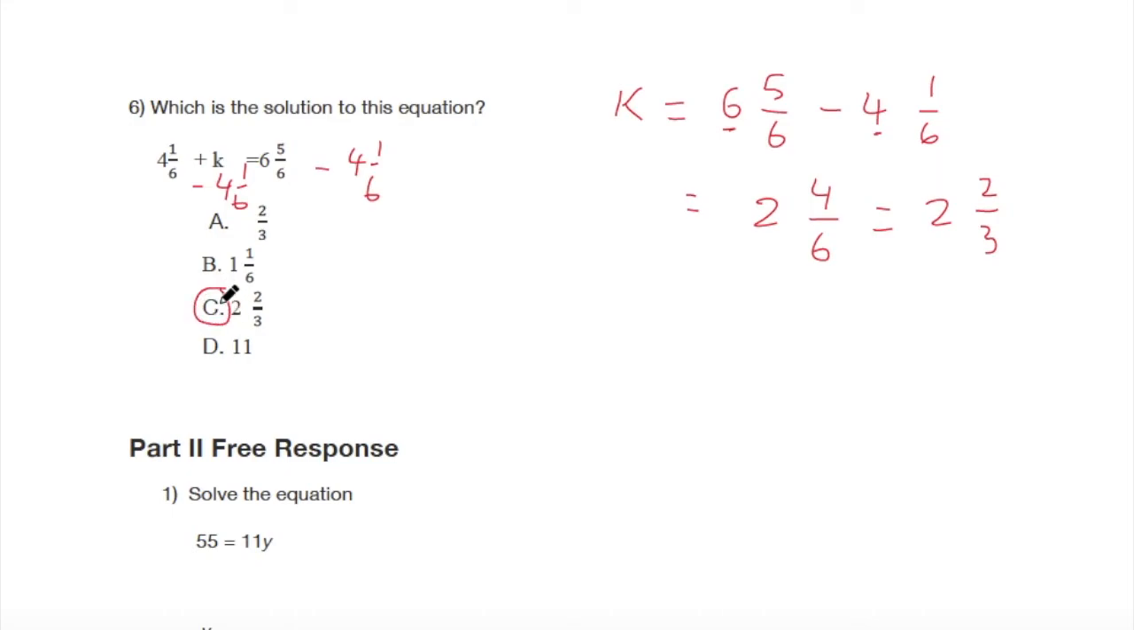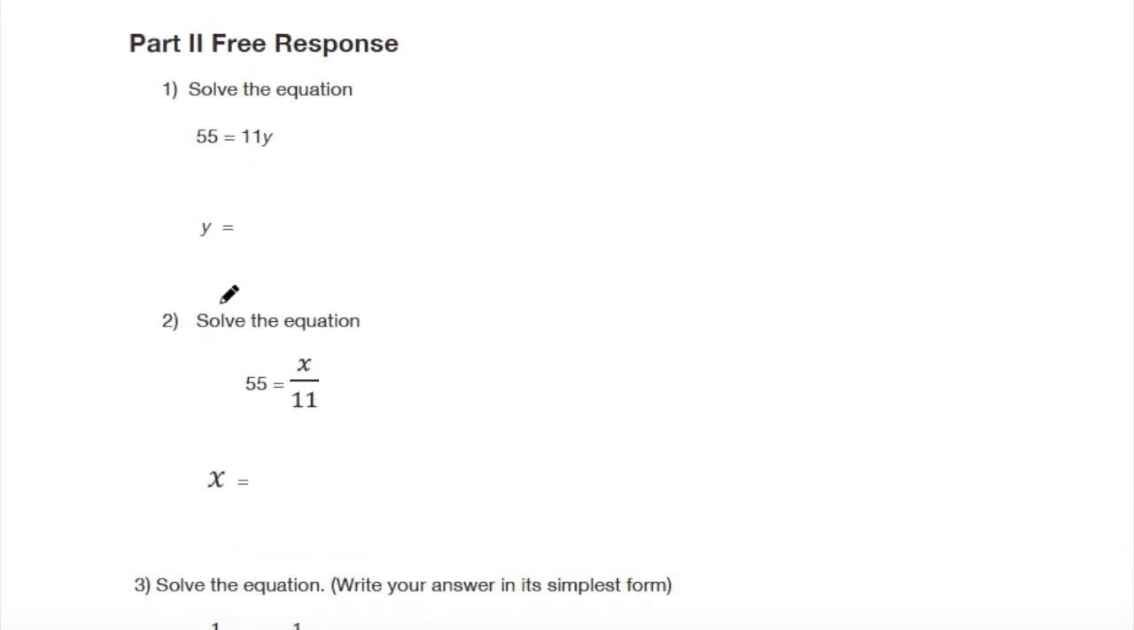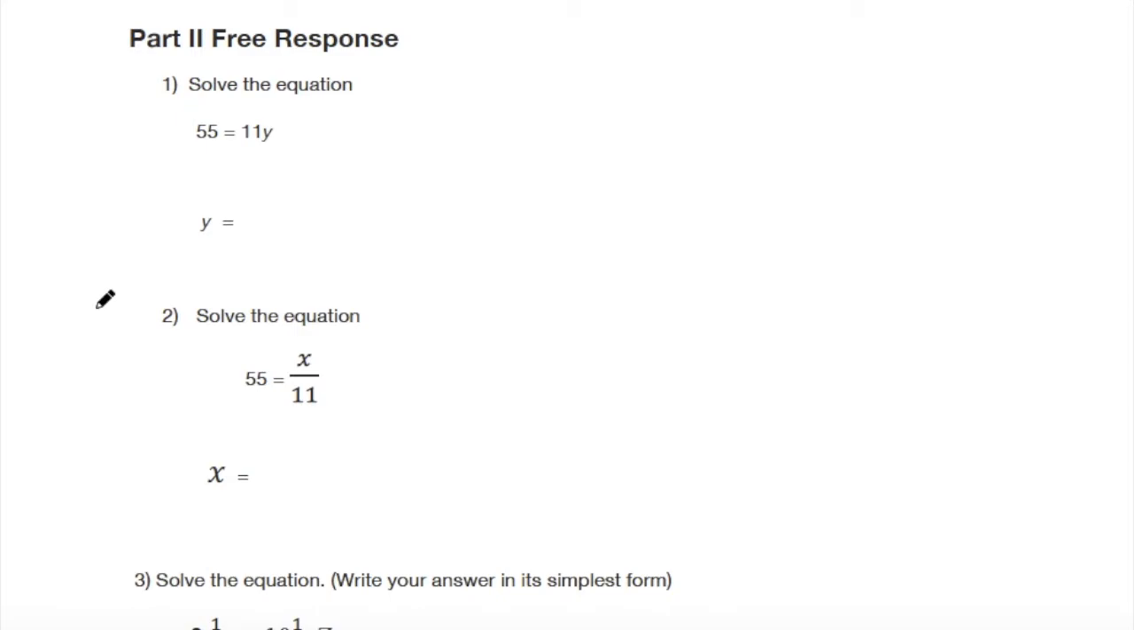Next question, 3 response questions. Solve the equation 55 minus 11y. Here we're gonna multiply by the reciprocal of y.